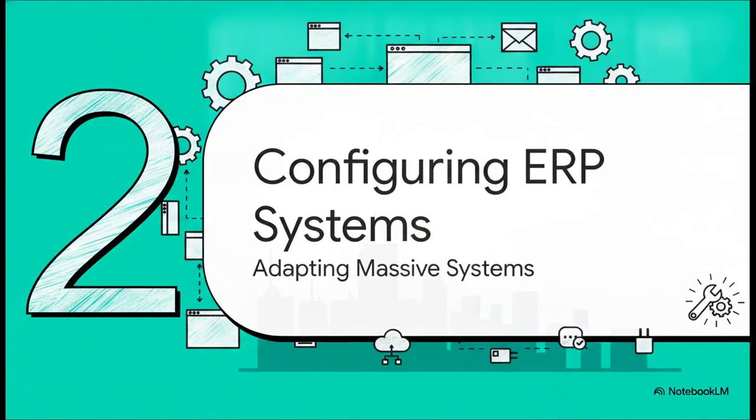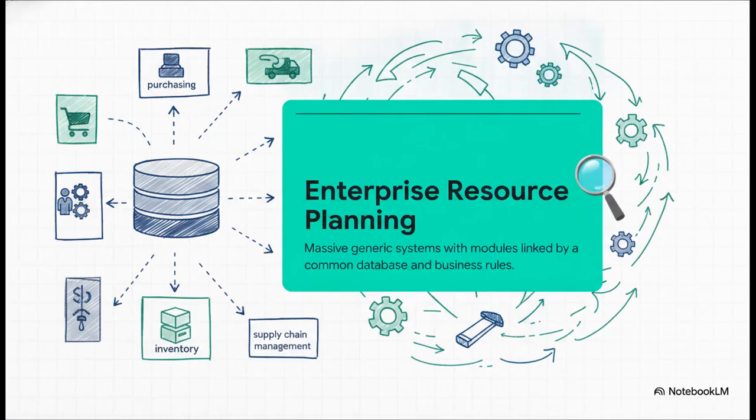Moving on to Section 2, let's talk about configuring ERP systems. So what exactly is an enterprise resource planning system or an ERP? Well, these are massive, generic systems produced by industry giants. Think SAP or Oracle. An ERP contains various modules for all sorts of different business functions: purchasing, human resources, inventory, supply chain management, you name it.